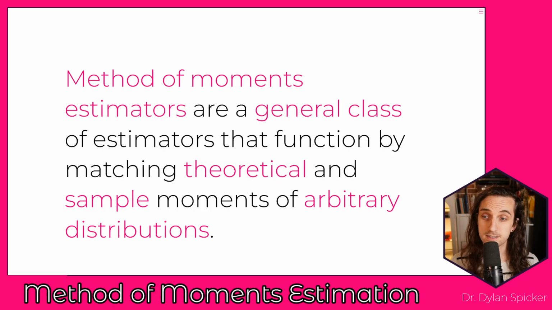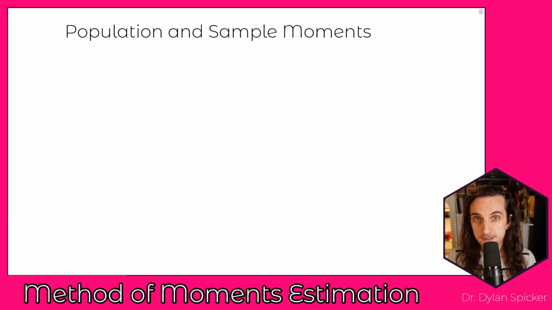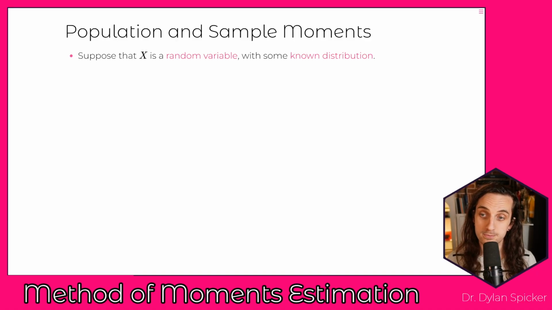So method of moments estimators are general classes of estimators. They match these theoretical and sample moments for arbitrary distributions. And so we'll have to discuss what each of these different components actually means here. So what are we thinking about when we're thinking about moments? Well, suppose that X is a random variable and it has some known distribution, or at least a distribution that is known except for its parameter values.